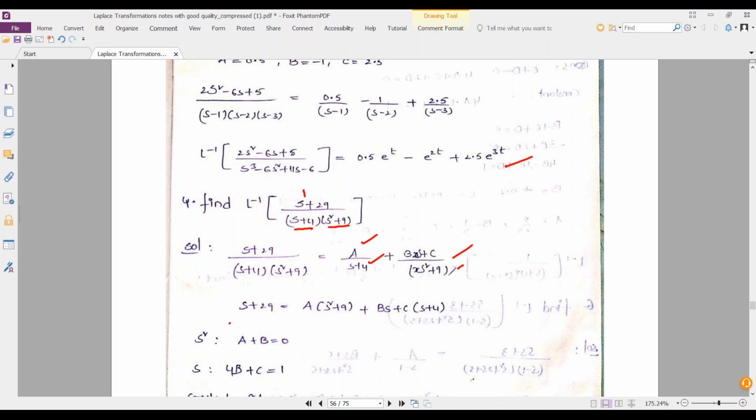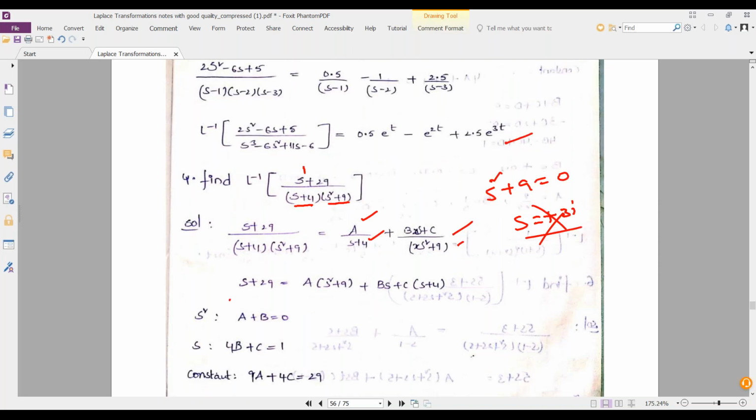But here don't go that way, because s square plus 9 equal to 0 means s will be plus or minus 3i. It will enter into imaginary numbers. So don't go that way. Better use the general procedure. The shortcut may not work always. Even at the time of explanation, I explained the same. Okay.